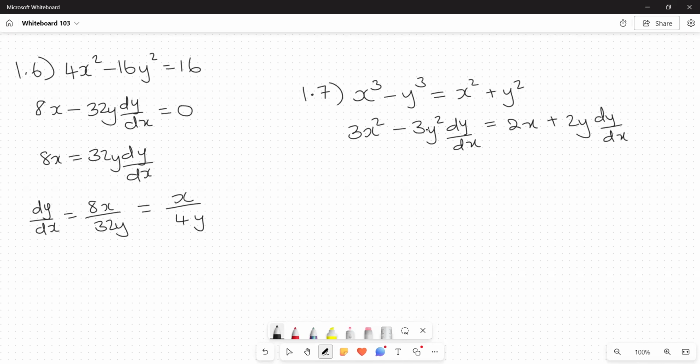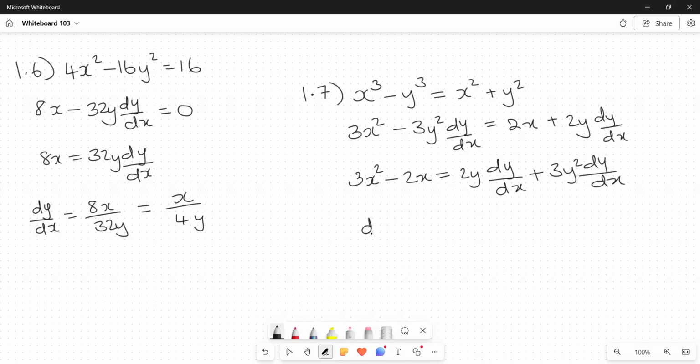Okay, so because this one is negative, I'm going to take it over to this side, and then this one will come over here. But it doesn't actually matter as long as they are on the same side. So I have 3x squared minus 2x. This is equal to 2y dy/dx plus 3y squared dy/dx.